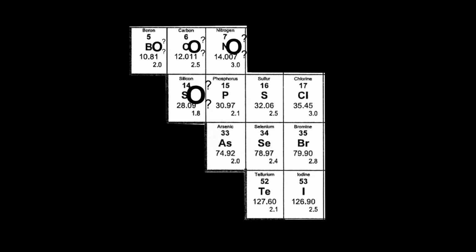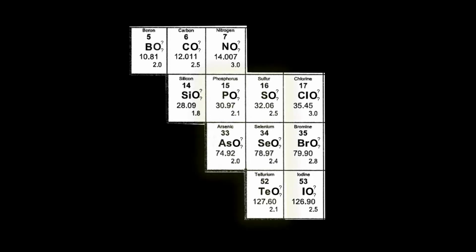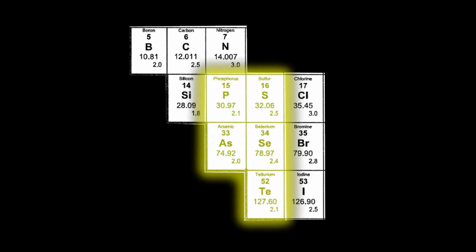Every element in our table can combine with some number of oxygen atoms to form an oxoanion. We just have to figure out with how many and what its charge will be. Finding out how many oxygen form each oxoanion is pretty easy. We just need to identify these 5 central elements here. These 5 will combine with 4 oxygen atoms each to form their anions that end with ATE.